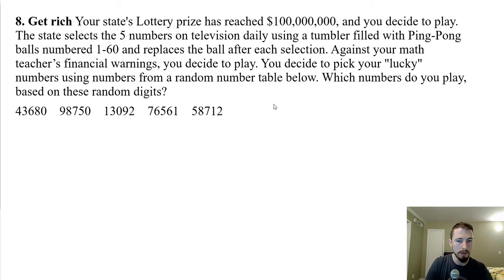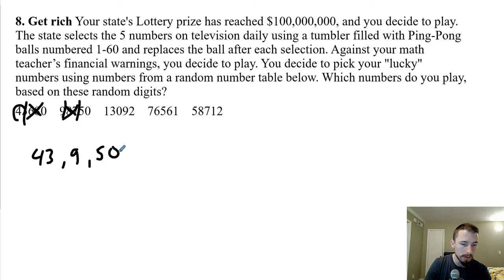So the way that we do this, which is not too difficult, is we're just going to pair them off into groups of 2. The first 2 we have is 43. That is a number between 1 and 60, so that would work. So our first is going to be 43. And then we have 68, but 68 is larger than 60, so we can't use that. Then we have 0 and 9, so our next one is 9. And then 87, but we can't use 87 because, again, it's larger than 60. 50, that's valid, so let's do 50. And then we have 13, that can work as well.